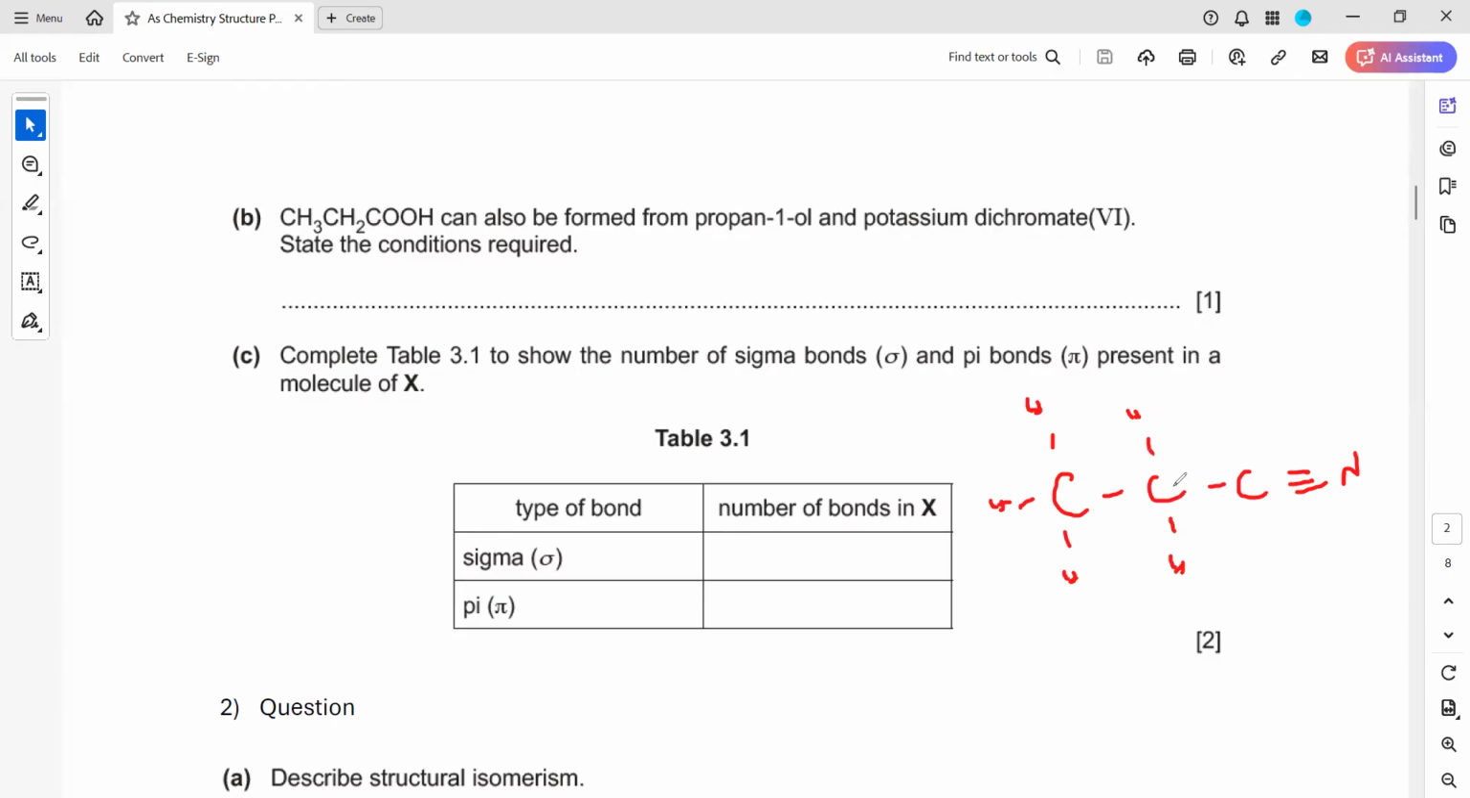Whenever there is a single bond, it is always sigma. So when we count the number of sigma bonds, this is 1, 2, 3, 4, 5, 6, 7. And when there is a triple bond, one of them is sigma, two of them are pi. So how many are there? 1, 2, 3, 4, 5, 6, 7, and 8 of them we found as sigma bonds. How many pi bonds are there? So these two are the pi bonds. So there are 2 pi bonds and 8 sigma bonds here.